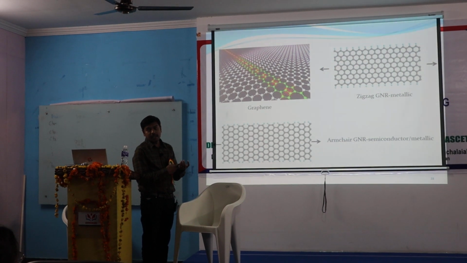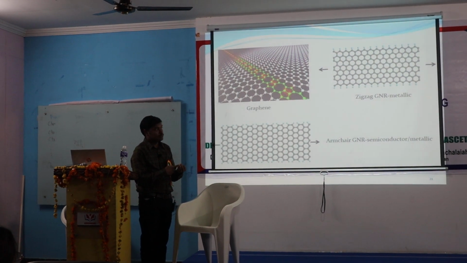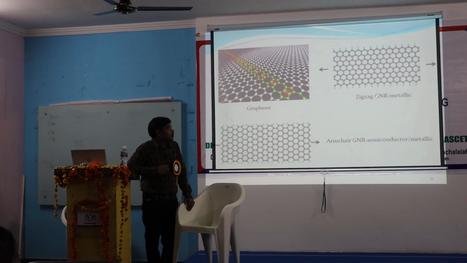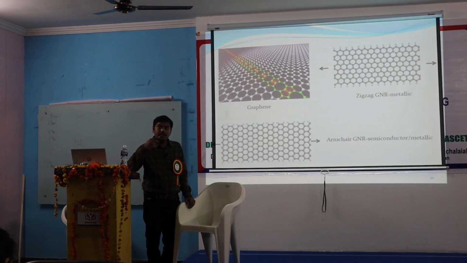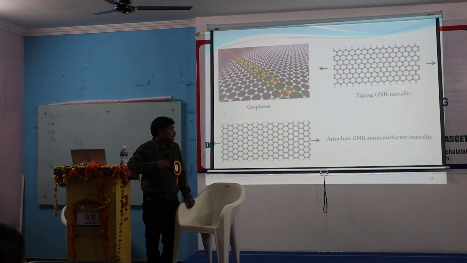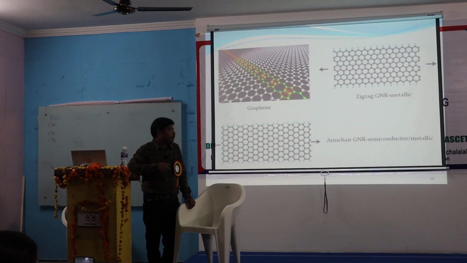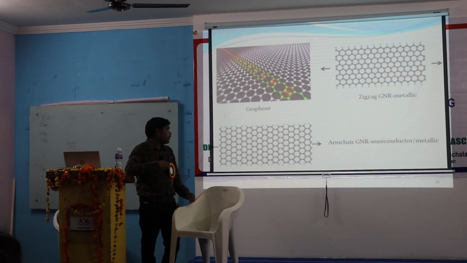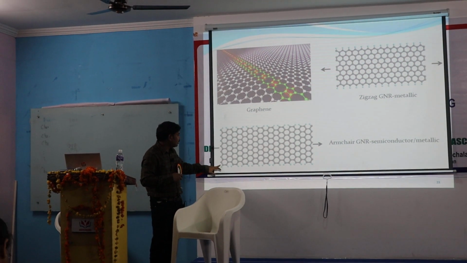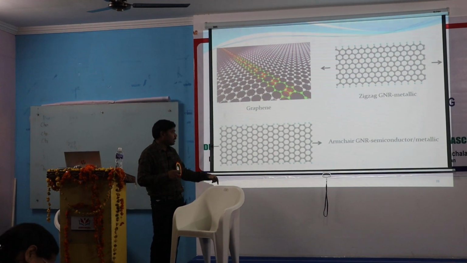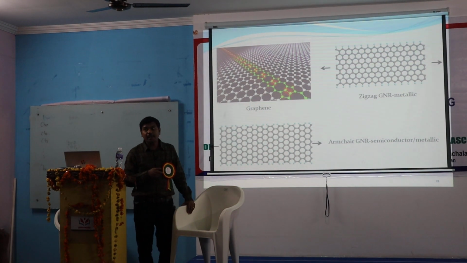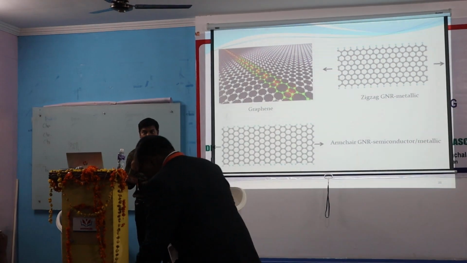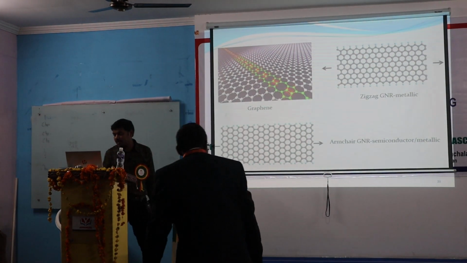Zigzag and the second one is armchair, right? And if you see the properties of zigzag GNR, it will always show metallic properties, whereas the armchair GNR will show two properties, depending on the number of atoms you are counting here. It will show two properties, semiconductor and metal. Those things we will see in the next slides.